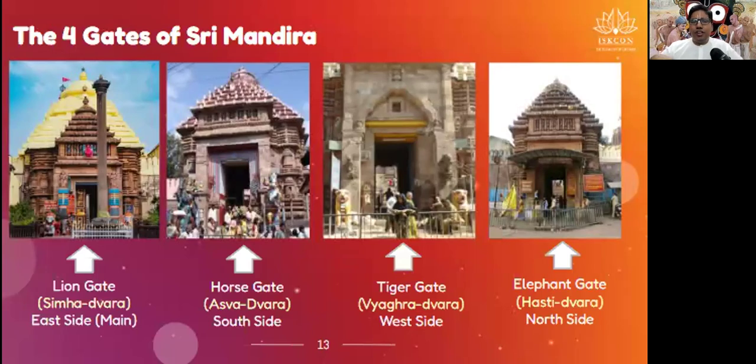So it is said that the Sri Mandira has 4 gates: the north gate, east gate, west gate, and the south gate. So the east gate is the main entrance, also called the Simhadwara. And then we have the south side gate called the Ashwadwara. And the west side gate is called Vyagradwara. Vyagra means tiger. And the north side gate is called Hastidwara or the elephant gate. Right?